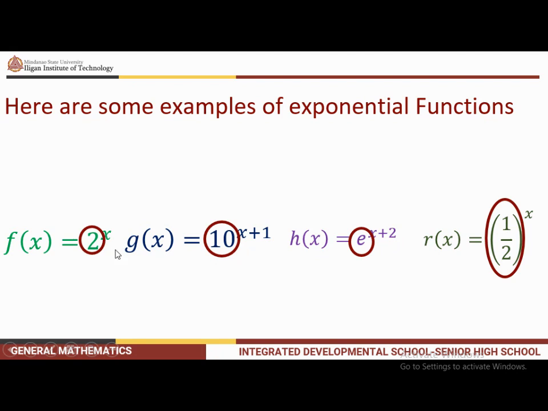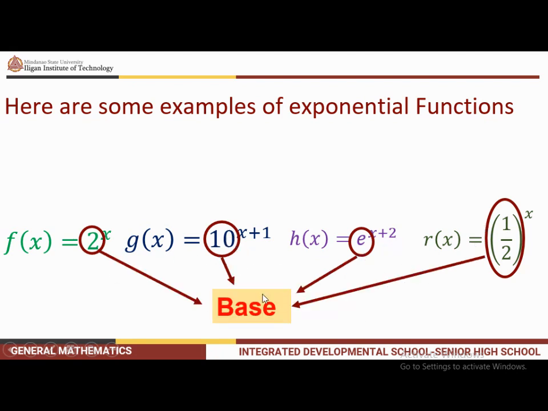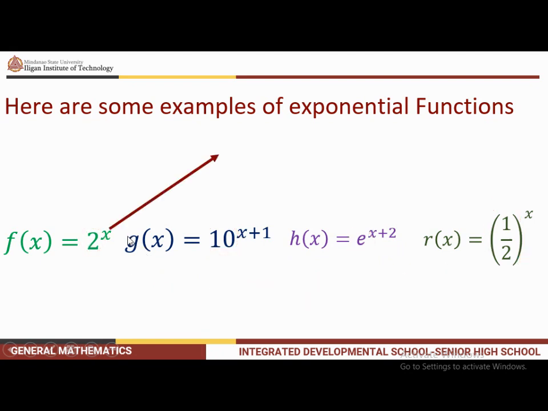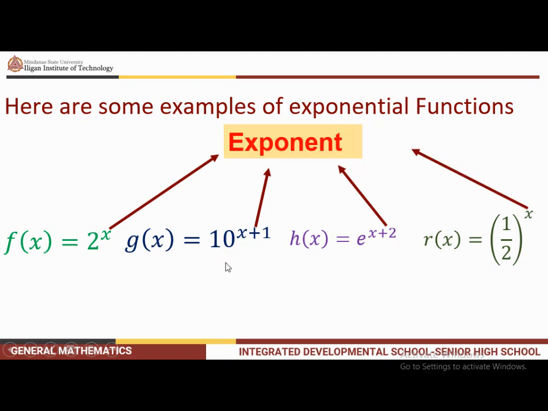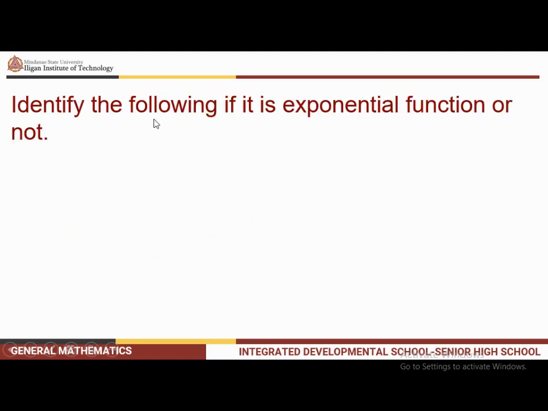As we observe, all of these encircled ones are what we call the base. If we observe the bases that we have, all of them are greater than 0. And these x, x plus 1, x plus 2, and x are what we call the exponent. Okay? So now, let's identify the following if it is an exponential function or not.